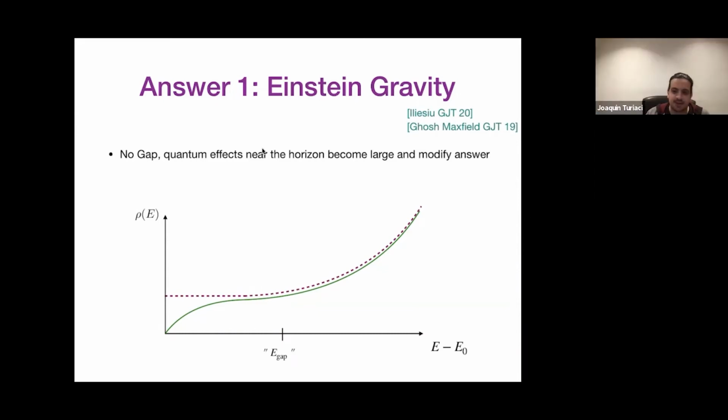Joaquin, could you just go back? By now I've lost track of the story. What is this an answer to, and can you say again what that plot shows? Sorry, this was just a quick summary, but I will go over these things in more detail. There is a problem that was identified by Preskill et al. at this scale. What this plot shows is that the answer is not necessarily always that there is a gap, but instead there can be a modification of the density of states below the scale, and it goes to zero instead of having a gap. Here the density of states is smaller than the extremal area, would be of order one.